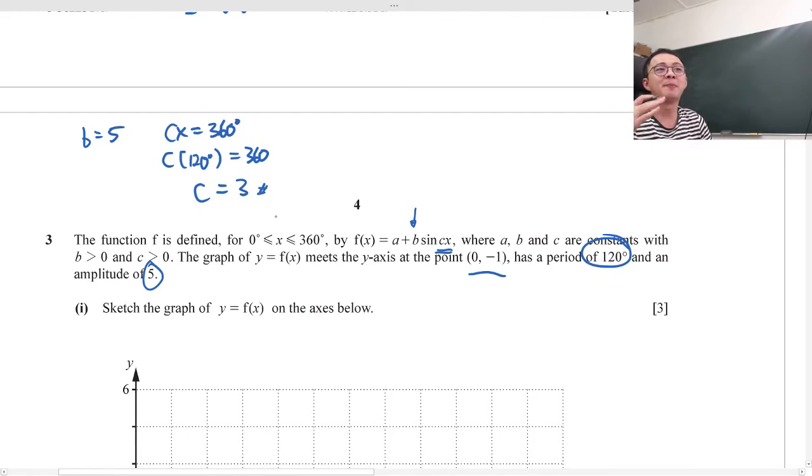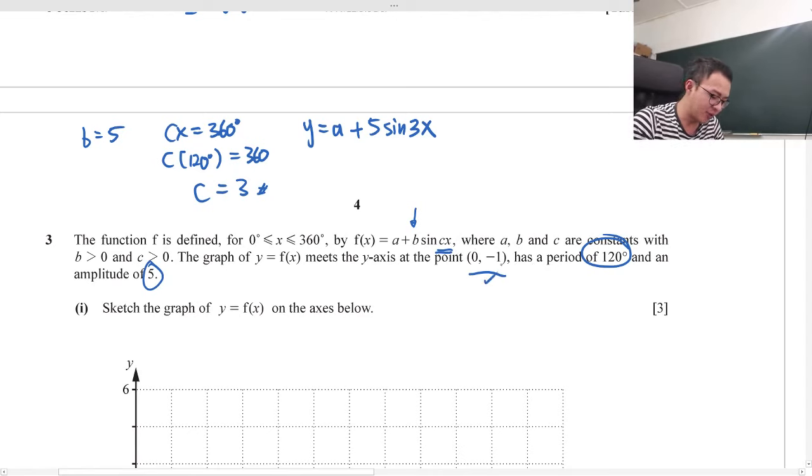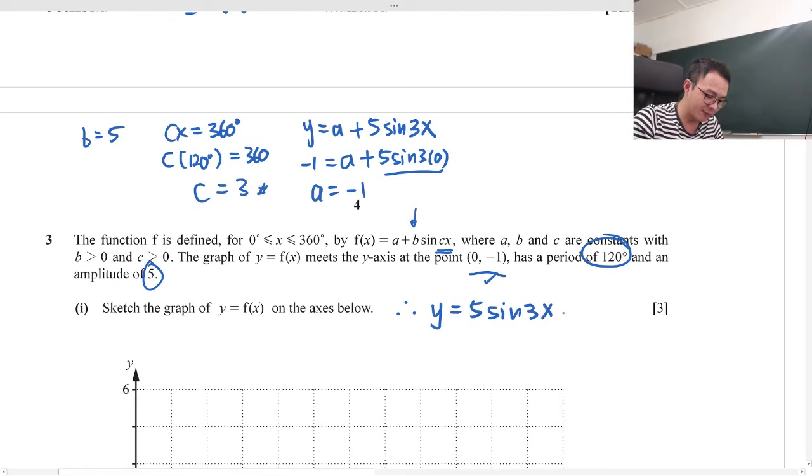So after I get my B and C, I can find my A easily by using the coordinate. So I rewrite the equation one more time. Y equals A plus B sine 3x. Alright, so I want to find A, so I will sub these coordinates over here. Y is negative 1 and X will be 0. So sine 0 is equal to 0, so A equals negative 1. So therefore, I should have the equation here is y equals 5 sine 3x minus 1.